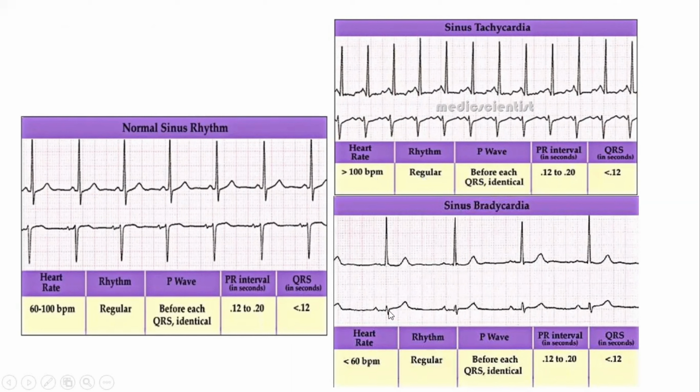This is sinus bradycardia, which shows heart rate less than 60 beats per minute. Rhythm is regular. Before each QRS, one P wave is there, and PR interval is 0.12 to 0.20 seconds. QRS is less than 0.12 seconds.